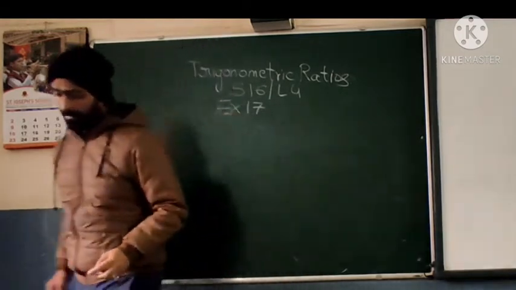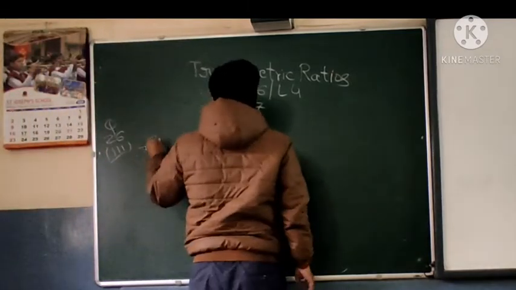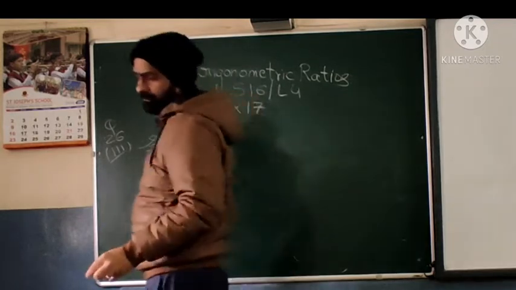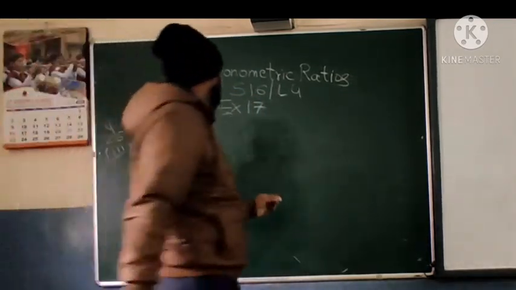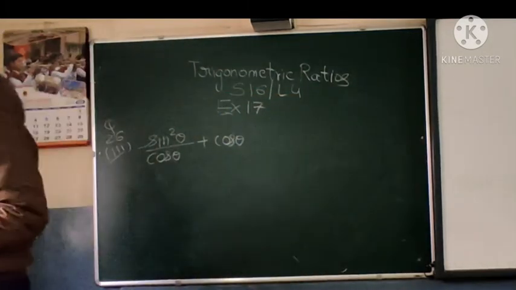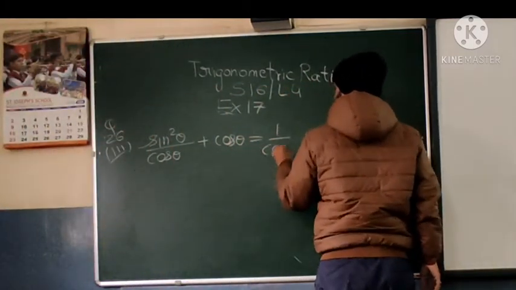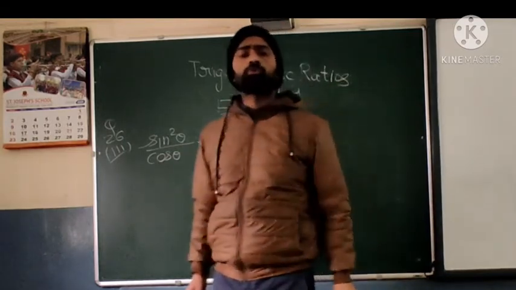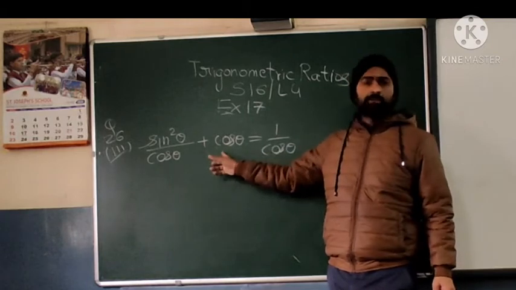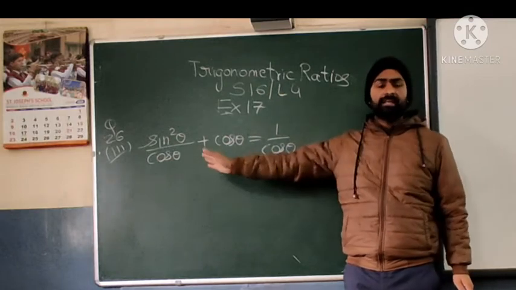It says, prove that sin square theta upon cos theta plus cos theta is equal to 1 by cos theta. Now see how to proceed in questions like this. You can find that the left hand side is quite calculative. You cannot do much in the right hand side. So better to go from the left hand side and solve it.